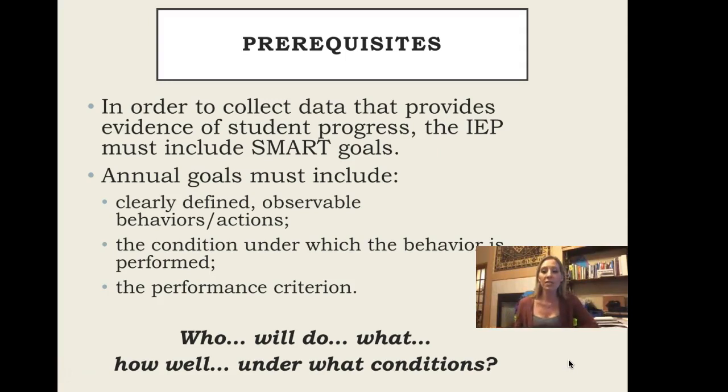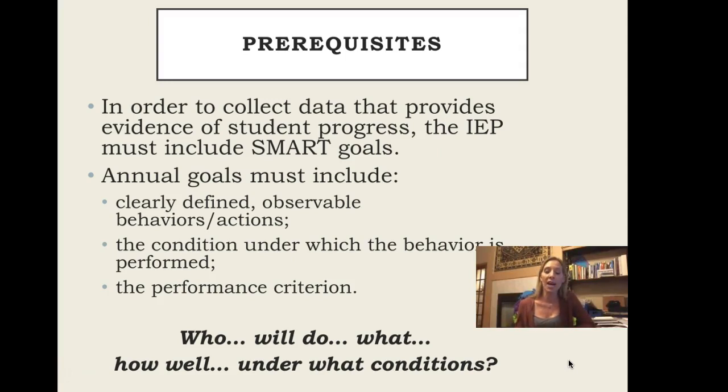So we need to know if we're working on math facts, for example, or math skills. First, we need to have a baseline, a good understanding of what the student's present levels of performance are. And so we want to know where they're at, and then using that information, we develop our SMART goals. And we know that these goals need to be measurable, observable, defined clearly. That includes the condition under which the behavior is performed, as well as a performance criterion.